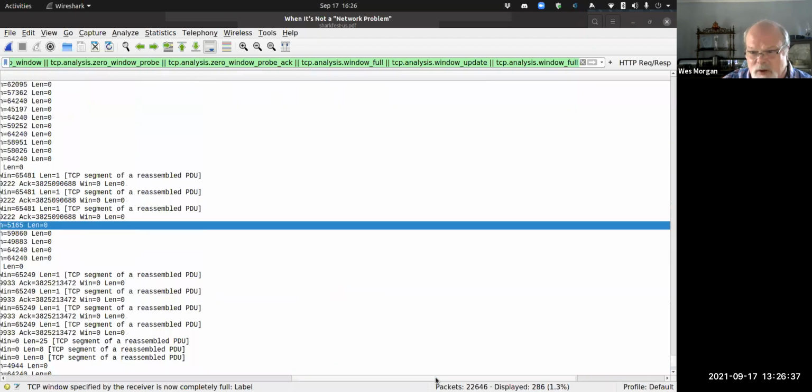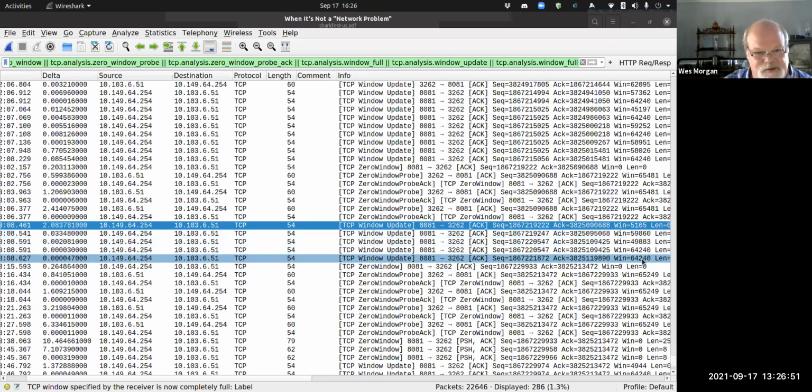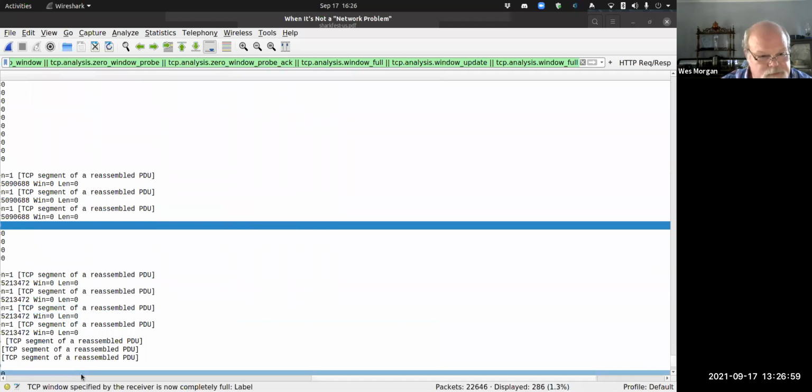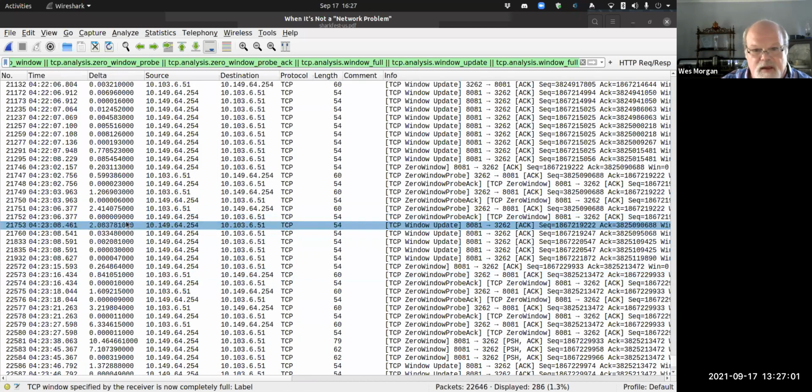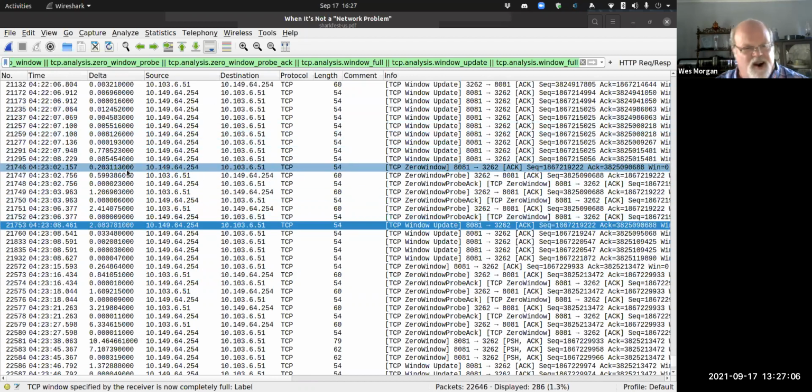Now, was it sizable? Not particularly. Window went from 0 to 5K. Now it's going up to 54K. Moving around, we're back to 64K. But that one incident, from here to here, gave us about 7 seconds of dead air.